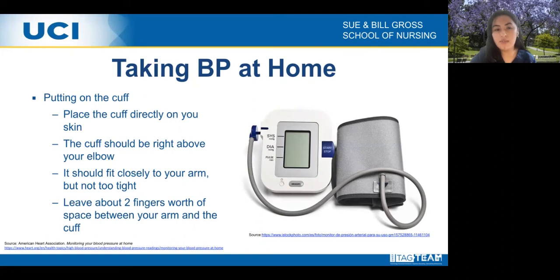The blood pressure cuff is going to be placed right above the folds of your elbow, and you're going to want to make sure that the cuff fits closely to your arm but not too tight. And a good tip is to leave about 2 fingers worth of space between your arm and the cuff.